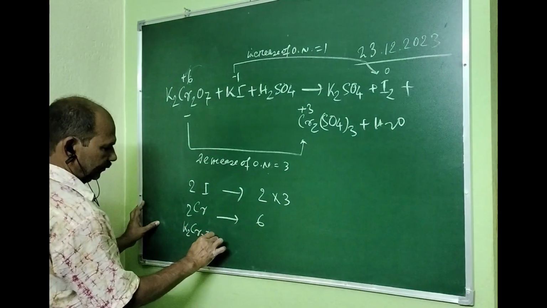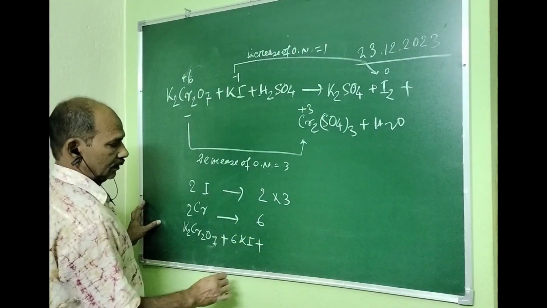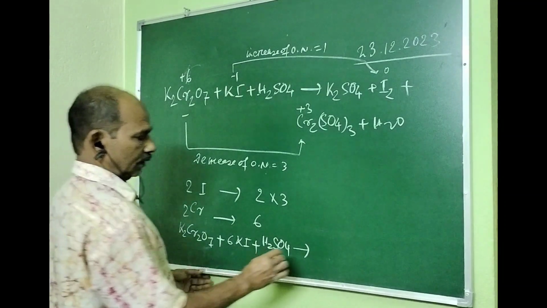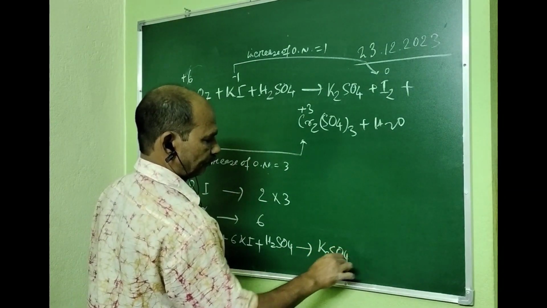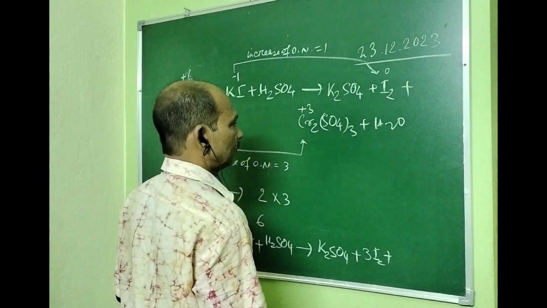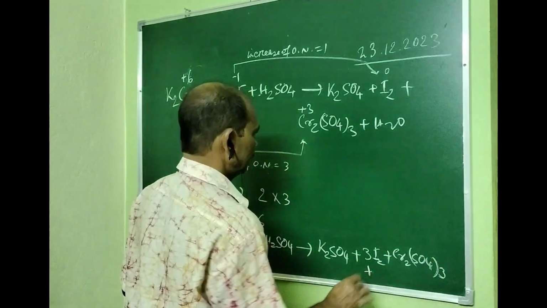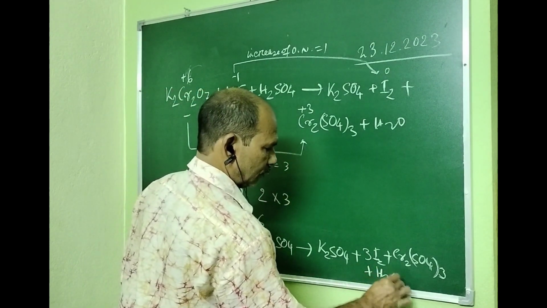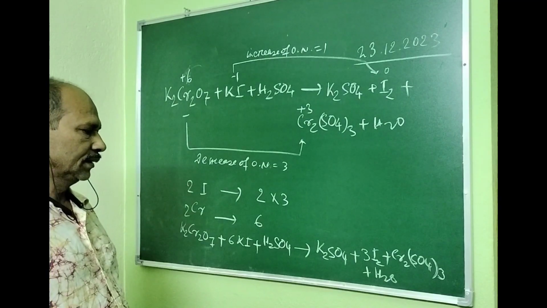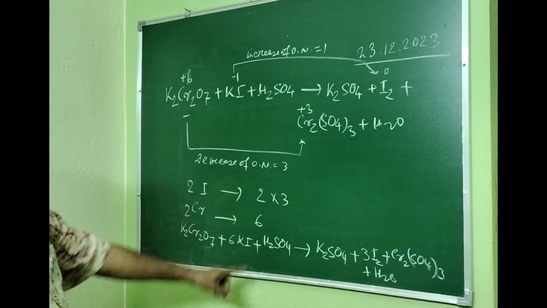K2Cr2O7 plus 6KI plus H2SO4 gives K2SO4 plus 3I2 plus K2SO4 plus H2O. So the salt-forming sulfate on the right hand side is 4 in total. So you have to take 4 H2SO4. So this is not the balance equation.